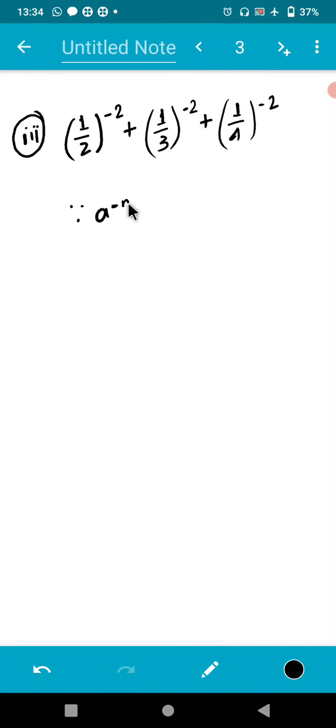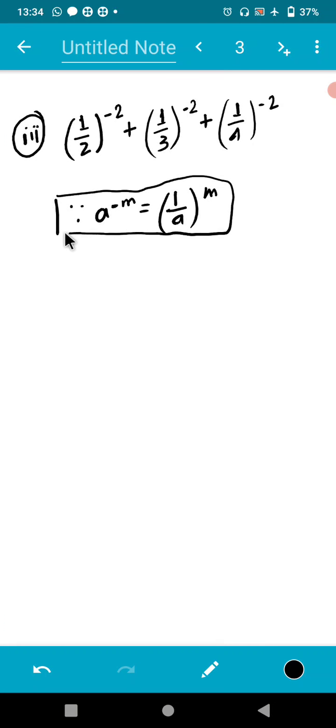So which law do we have to use? I hope many of you know it. a to the power minus m is 1 by a to the power m. This is the law that we are going to apply here. So what is the reciprocal of 1 by 2? It is 2, and the power will now become positive 2. What is the reciprocal of 1 by 3? It is 3, and the power will become 2. What is the reciprocal of 1 by 4? It will be 4, and the power will become plus 2.